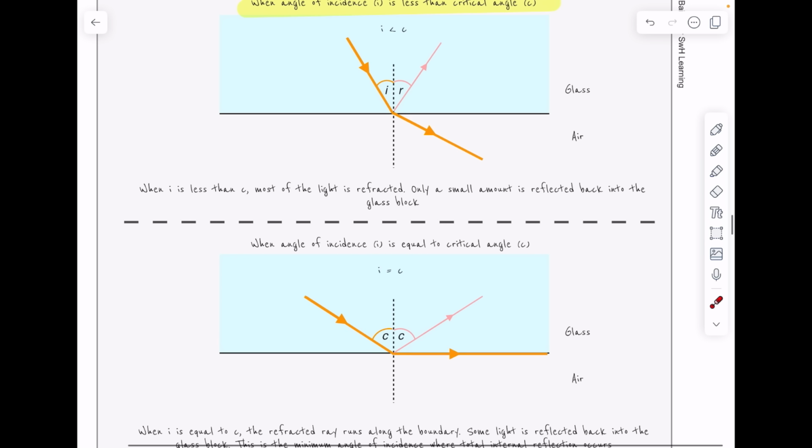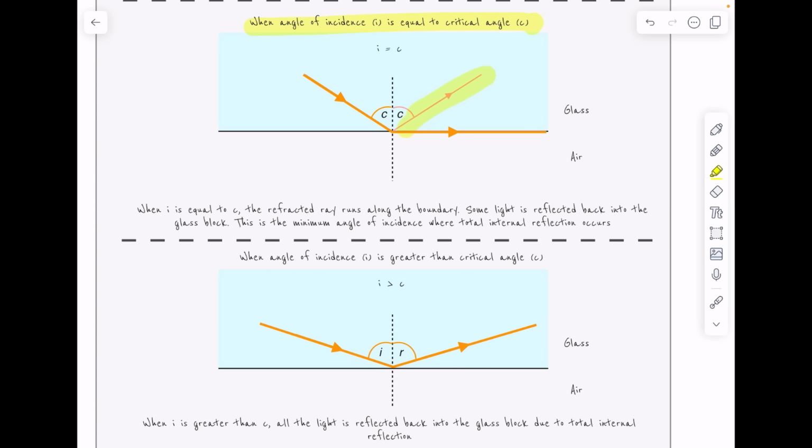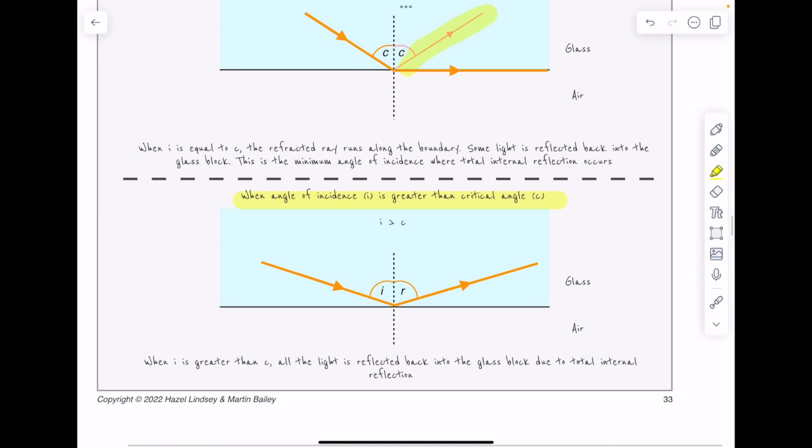What happens if we increase the angle of incidence so it equals the critical angle? You'll get a small amount of reflection, but most of it will be refraction which occurs along the boundary, so between the glass and air interface. If we increase that angle of incidence further so that it is greater than the critical angle, yes, we've got total internal reflection taking place.